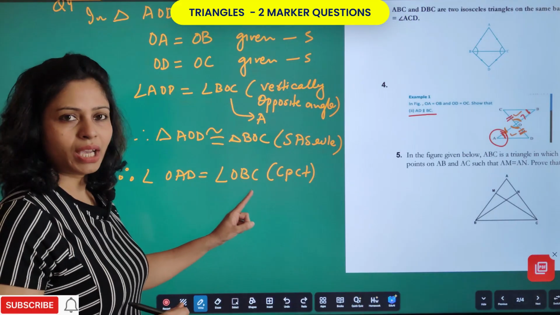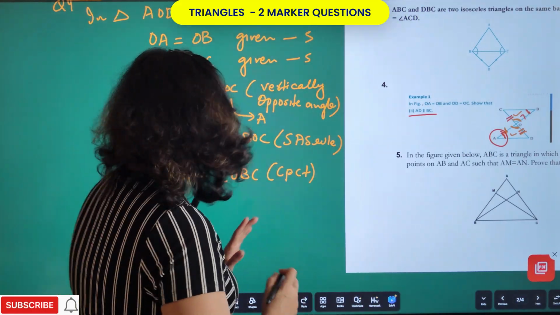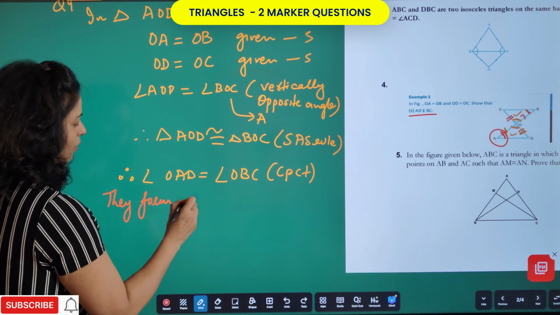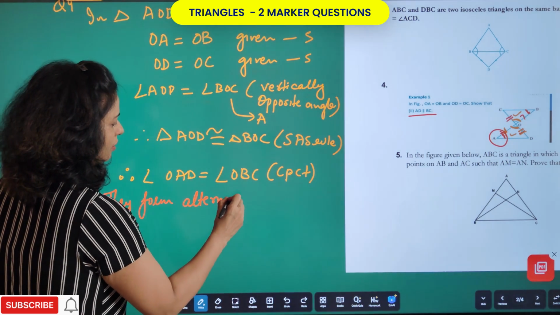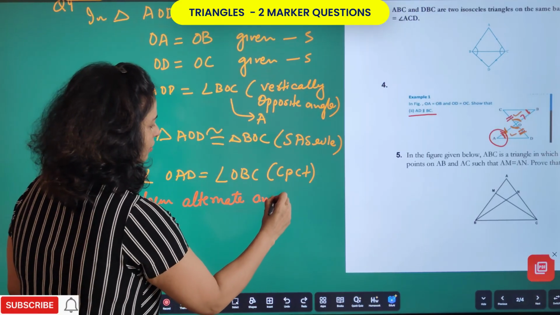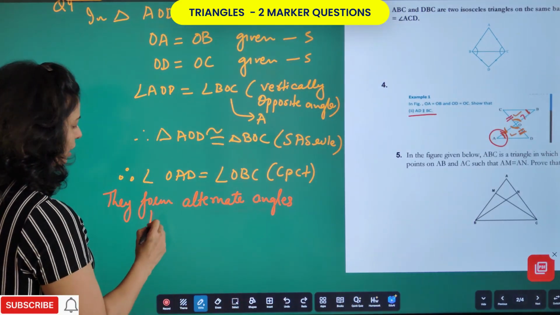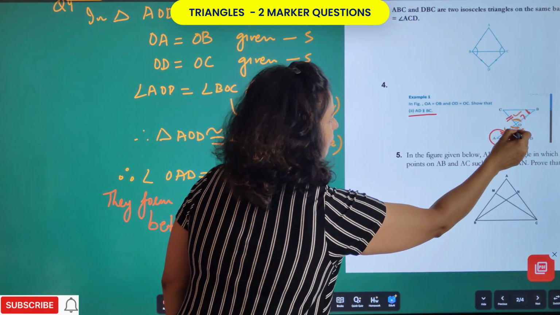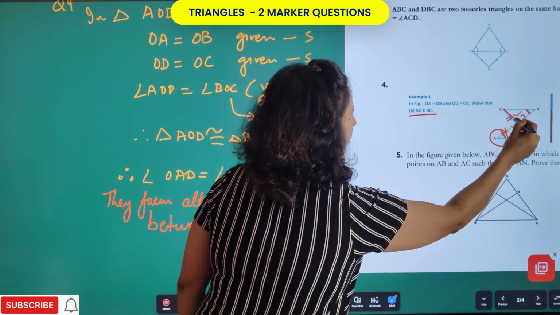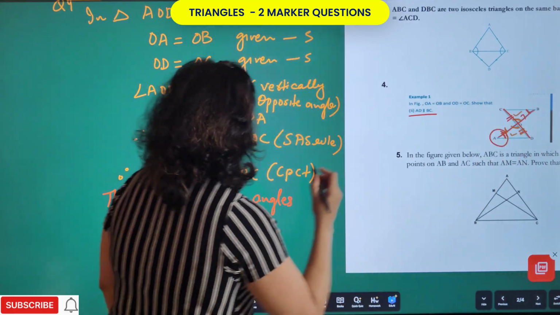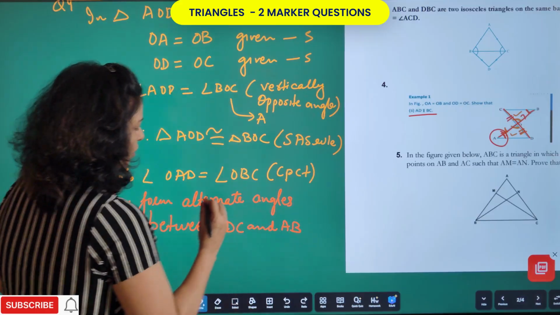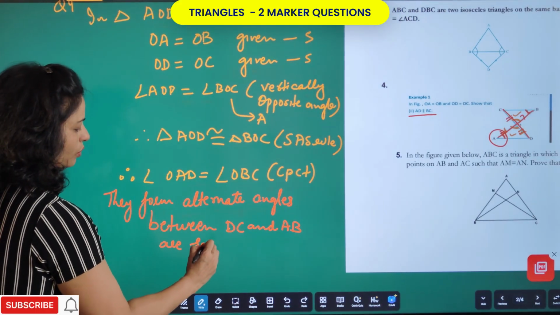So we can say these two angles to be equal by CPCT, but also they form alternate angles between the lines. Between which lines? Between alternate angles between DC and BA. Okay, between DC and AB. So, and they are equal also, right?